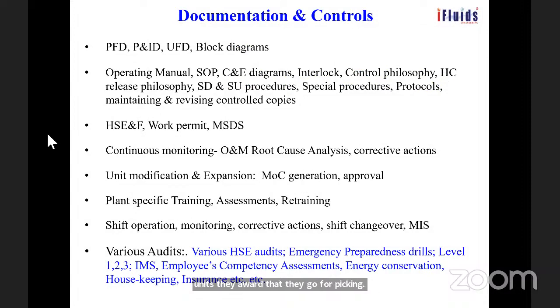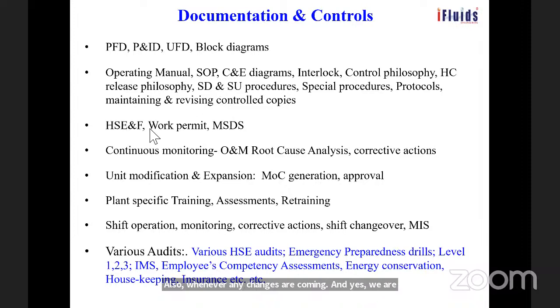Documentation is another important thing. You have a lot of PFD, process flow diagram, process piping and instrumentation diagram, PFD block diagrams, and operating manual. SOP is standard operating procedure. C&E is cause and effect diagrams, interlock. All these things have to be maintained and periodically updated whenever any changes are coming, and they are kept under strict control because they are all control documents.